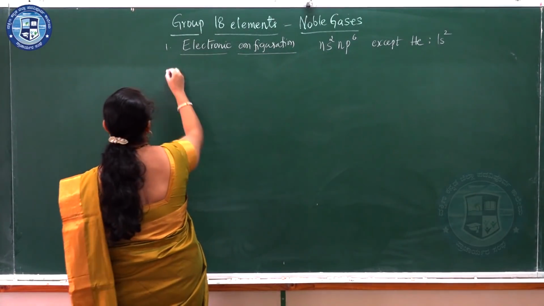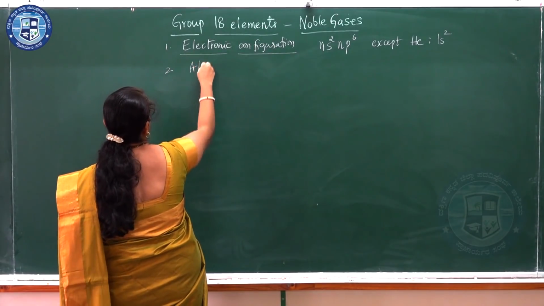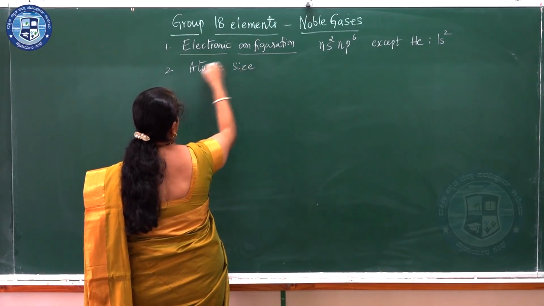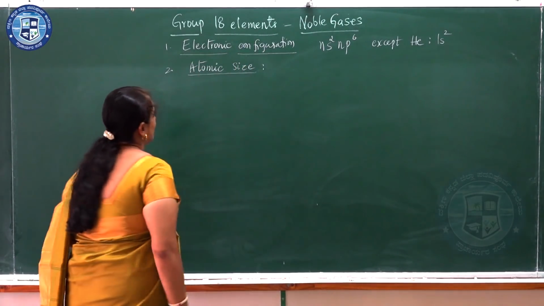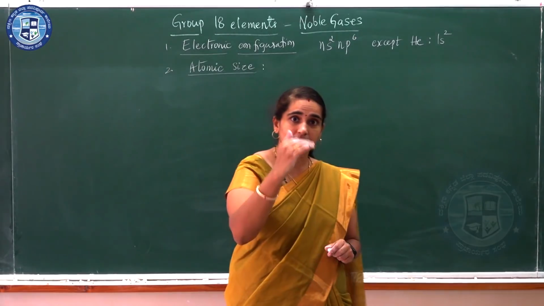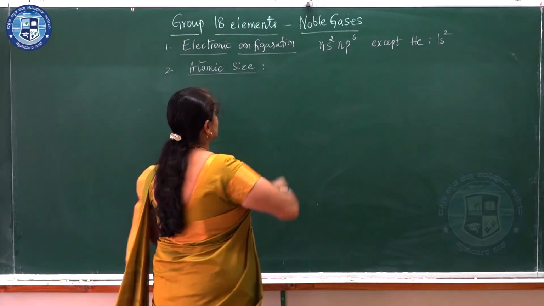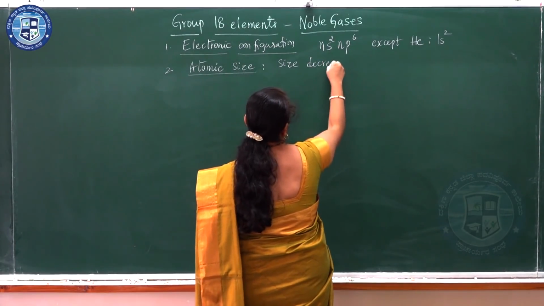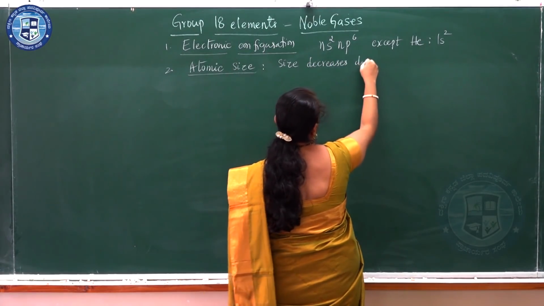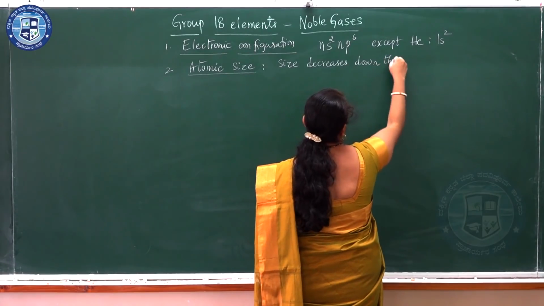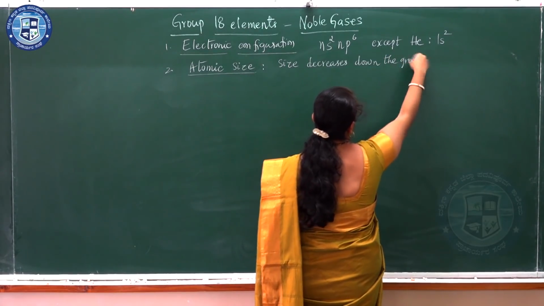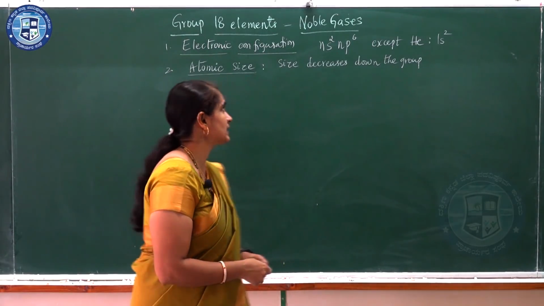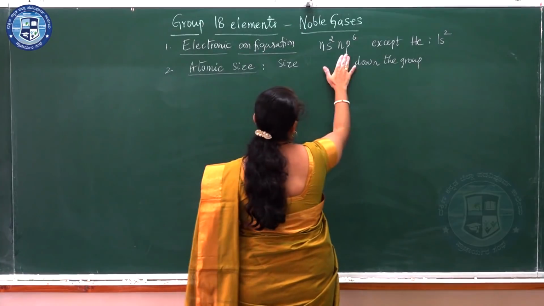Next, atomic size. It is seen that the value of atomic size increases on moving down the group. If we come down from helium to radon, the size will increase.